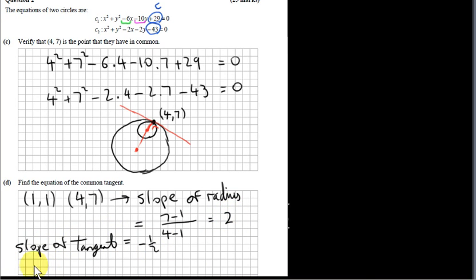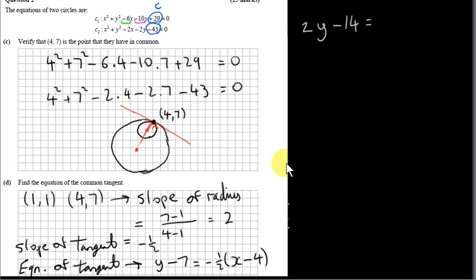Now we can get the equation of tangent. So that's going to be y minus y1, where y1 is the y value of a point on the tangent at 7, equals the slope of the tangent, minus a half, times x minus 4. We can tidy this up by multiplying both sides by 2. So we have 2y minus 14 equals, and multiply minus 1 into the right hand side, so we get minus x plus 4, and then we end up with 2y plus x minus 18 equals 0.